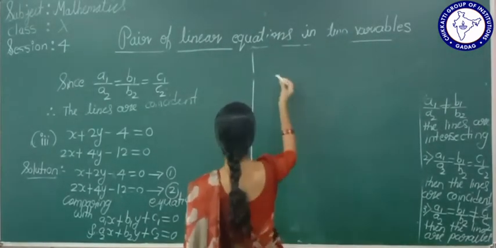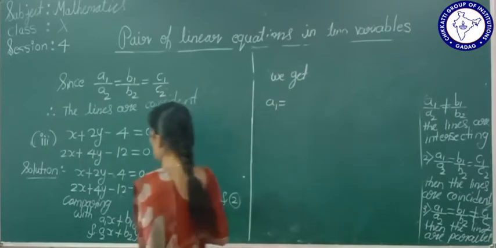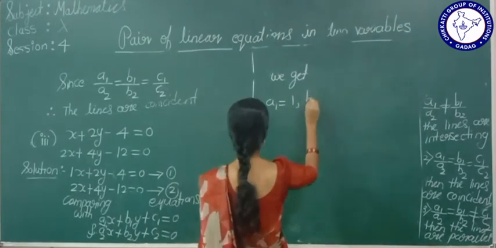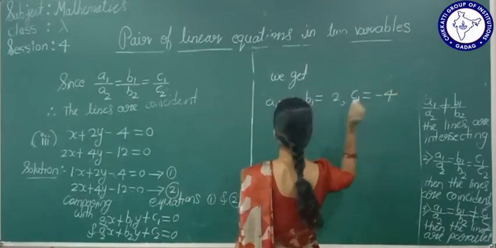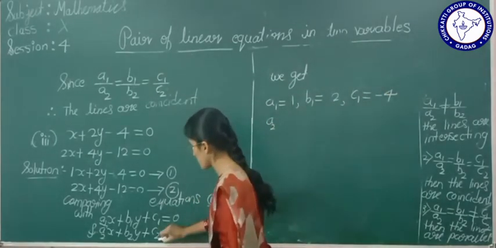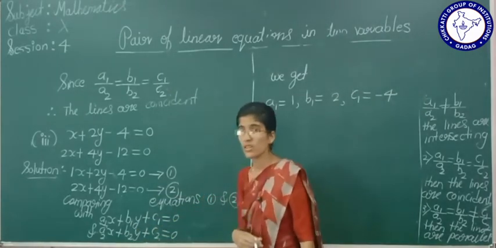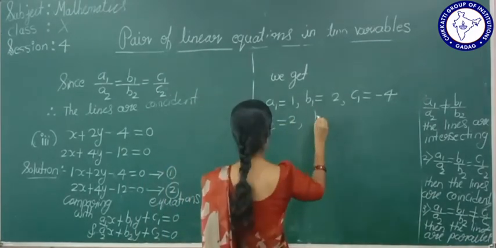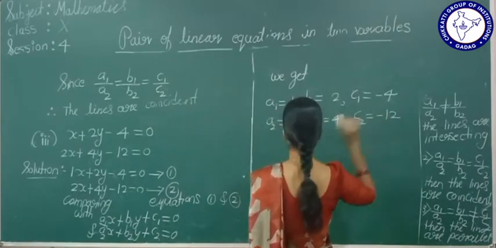So we get a1 is equal to, what is a1? a1 is 1. What is b1? b1 is 2. c1 is minus 4. a2 is, compare equation number 2 with 2. How we come to know this is 2? Because here subscript is 2, 2. Not to get confused. a2 is 2, b2 is 4, c2 is minus 12.